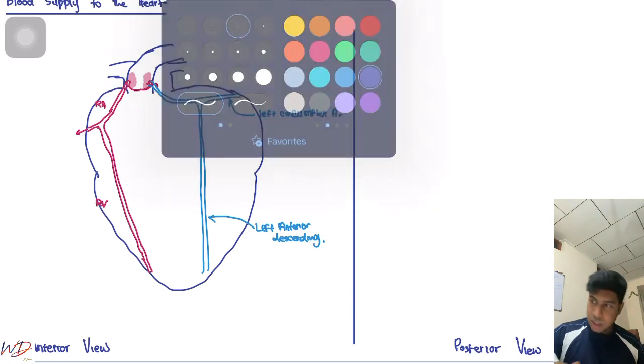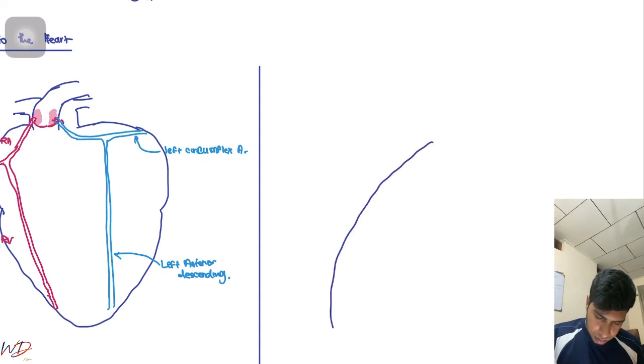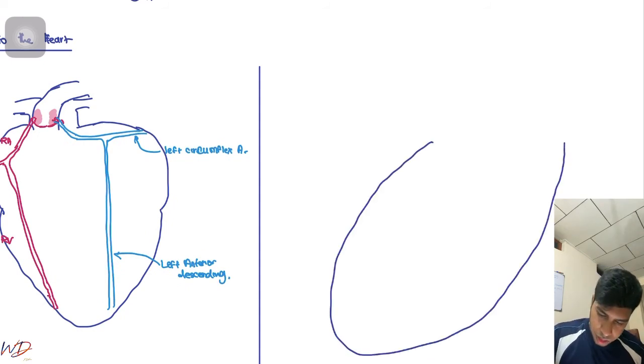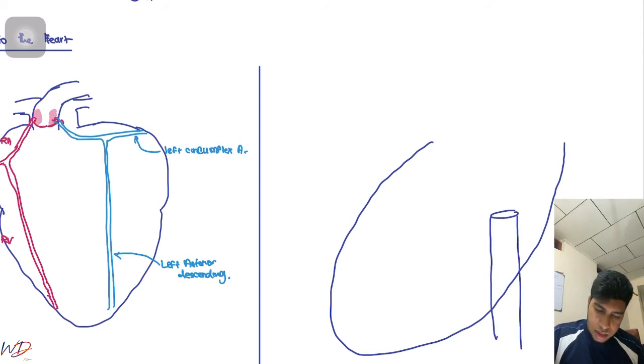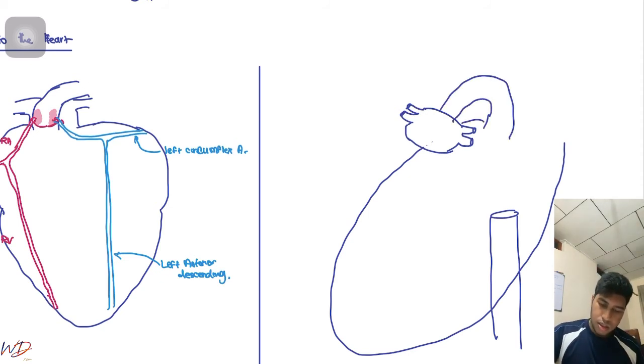So we are going to draw the posterior aspect of the heart now. So we have the inferior vena cava coming like this, and this is the left ventricle. We have turned the heart now to the side, and the aorta will go down like this. So these are the structures we are concerned with.